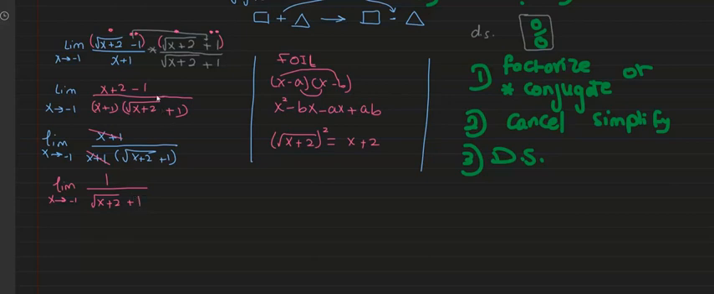After we multiplied with the conjugate and then simplified and cancelled, we will try again to direct substitute. So let's direct substitute so we don't have to write the limit, right? Let's now directly substitute the x by negative 1. Here we have negative 1 plus 2, which is 1. The square root of 1 is 1, and 1 plus 1 is 2. So directly we have the value, which is 2.